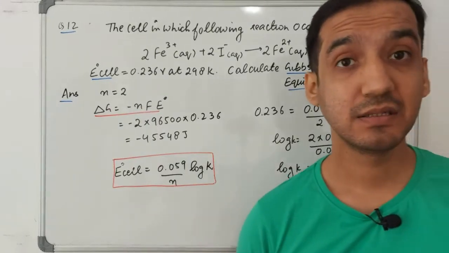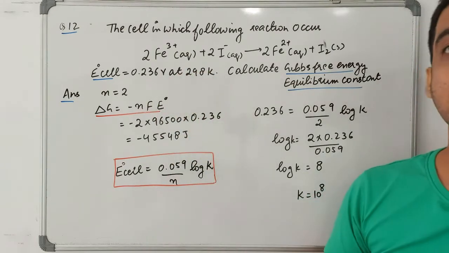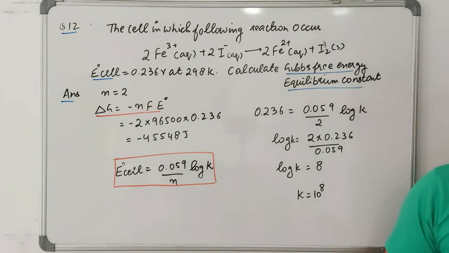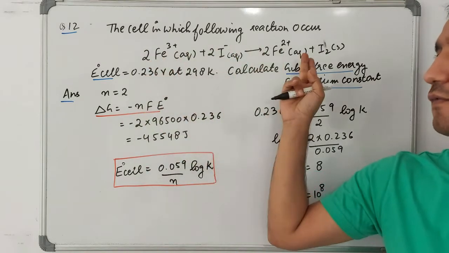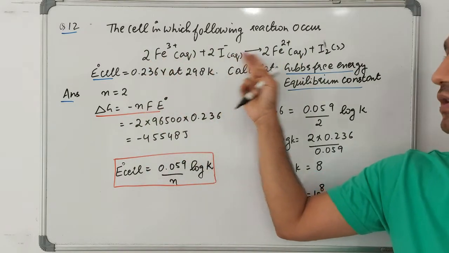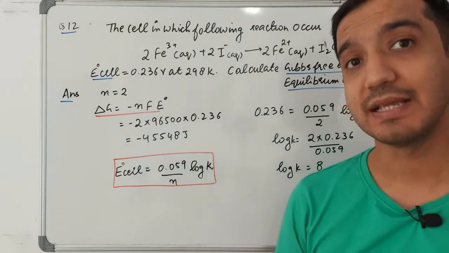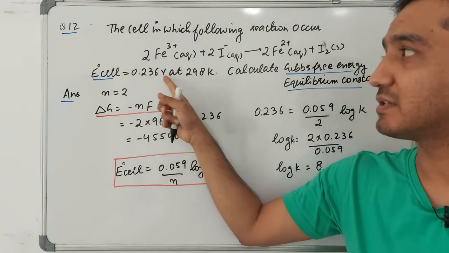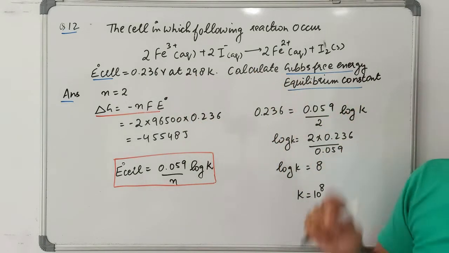Question number 12: the cell in which the following reaction occurs: 2Fe3 plus plus 2I negative results in formation of 2Fe2 plus plus I2. So ferric ion is converted to ferrous and iodide ion is converted to iodine. E naught of the cell is given as 0.236 volts at 298 Kelvin. Calculate the Gibbs free energy and the equilibrium constant.